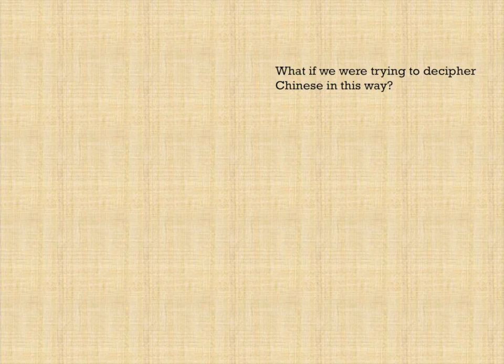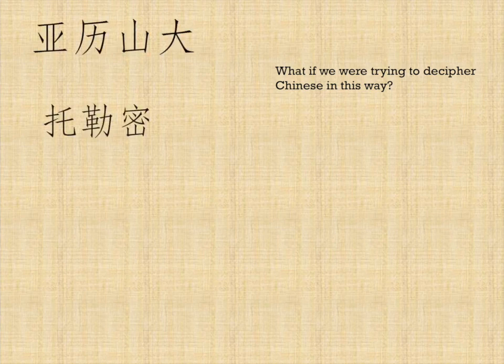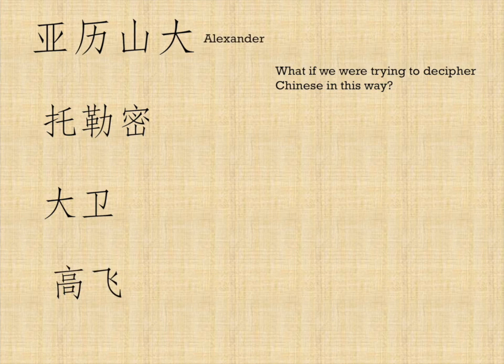So what if we were trying to decipher Chinese in the same way that Thomas Young was attempting to translate Egyptian? Let's say we have this, and this, and this, and this. And from a careful study of the English translation, we know that the first one represented Alexander. We know that the second one represents Ptolemy. The third one represents David. And the final one there represents Goofy.